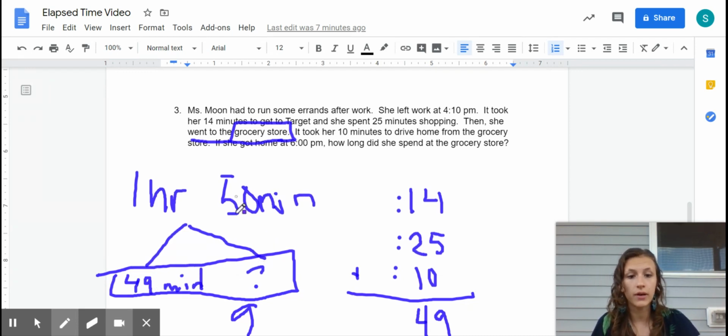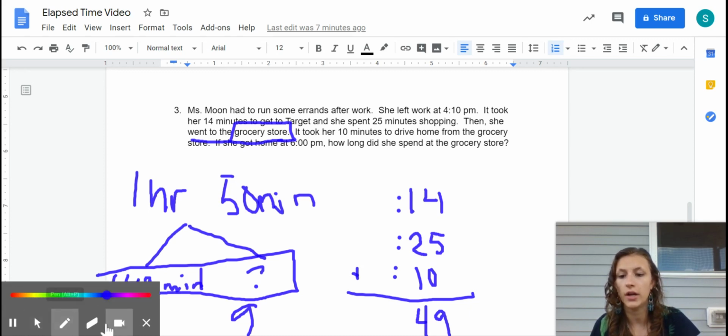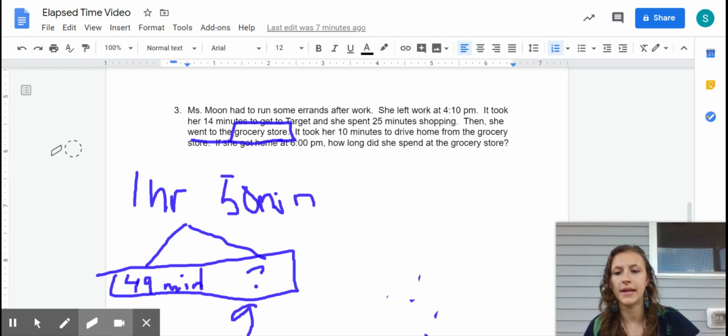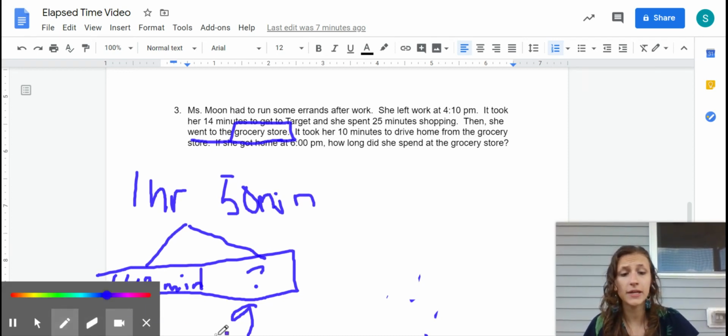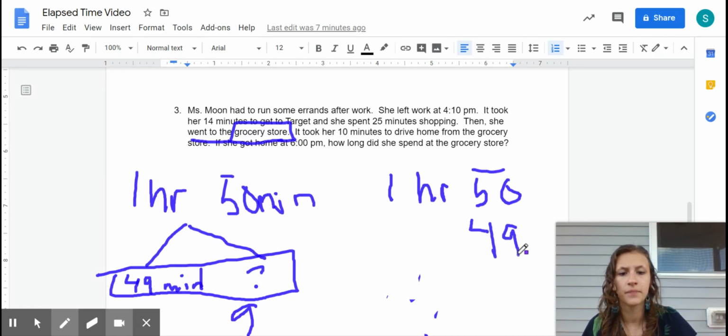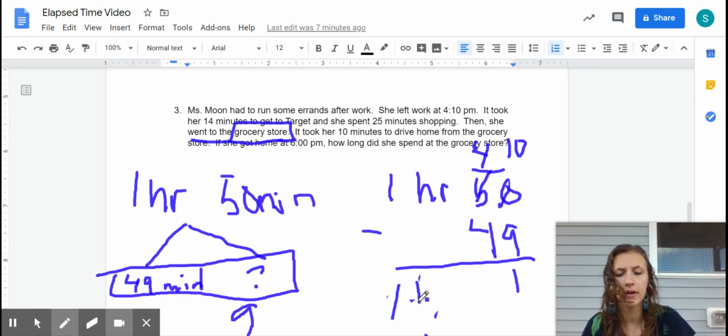Now to find that unknown, I can just subtract like I normally would. Let me go ahead and erase over here. All right, so yes, I know my total. No, I don't have equal parts. So I have an hour and 50 minutes, and I'm taking away that 49 minutes. There's no need for us to decompose that hour. So I would get 1 hour and 1 minute. So I spent 1 hour and 1 minute in the grocery store.